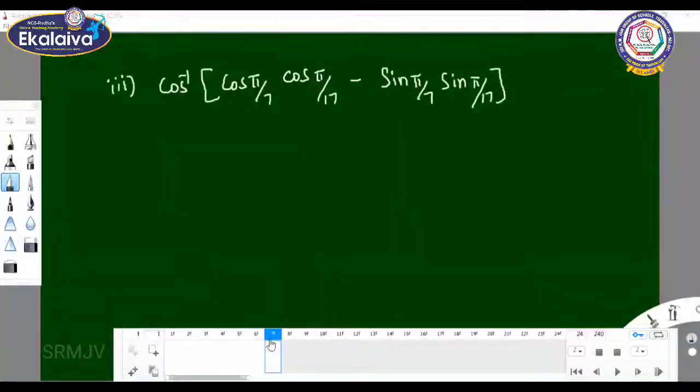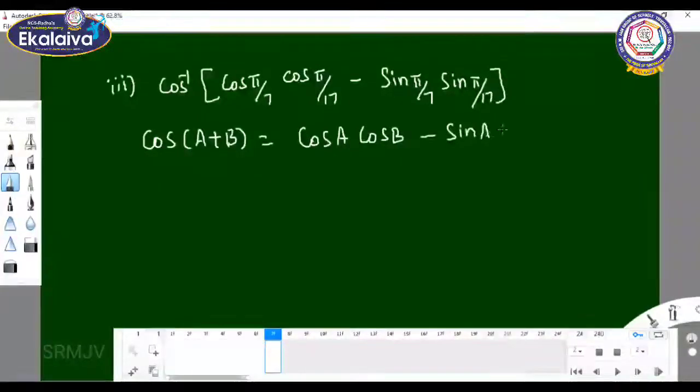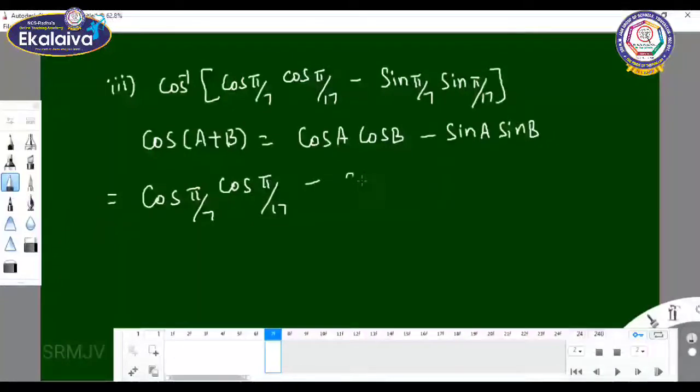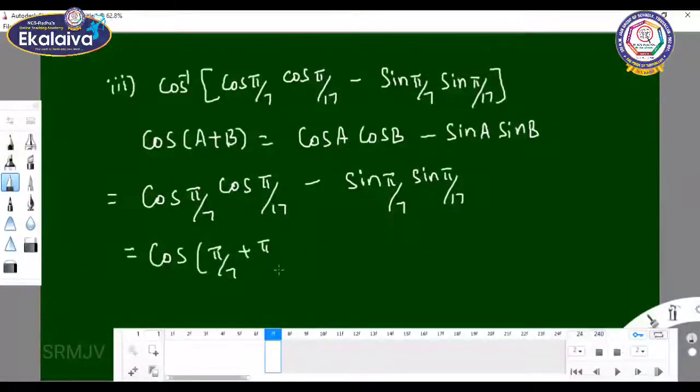We move on to the next sum. Third subdivision. You know very well the formula: cos of A plus B equals cos A cos B minus sin A sin B. So it gives cos of pi by 7 cos of pi by 17 minus sine of pi by 7 sine of pi by 17, which equals cos of A plus B, that is pi by 7 plus pi by 17.